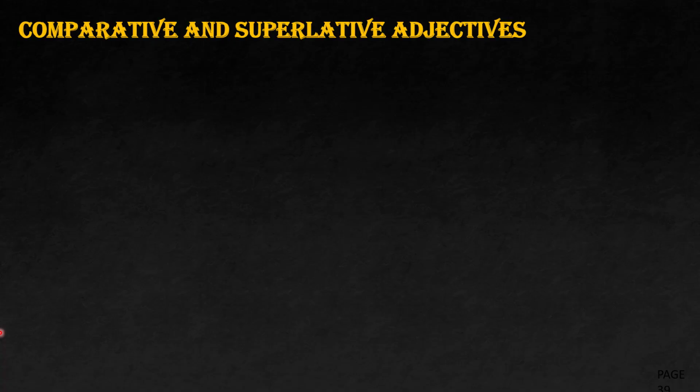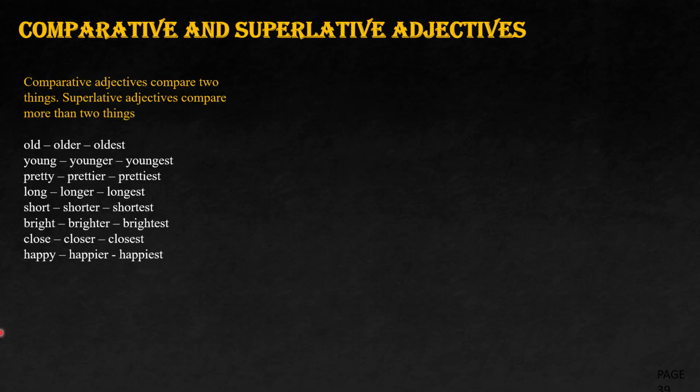Now, comparative and superlative adjectives. Comparatives compare two things. Superlatives compare more than two. In short, a few examples I'll show you. Old should become older, and then oldest. Same: young, younger, youngest; pretty, prettier, prettiest; long, longer, longest; short, shorter, shortest; bright, brighter, brightest; close, closer, closest; happy, happier, happiest.